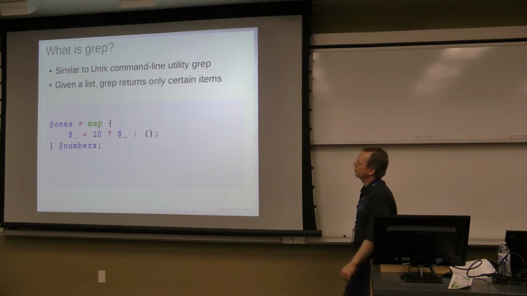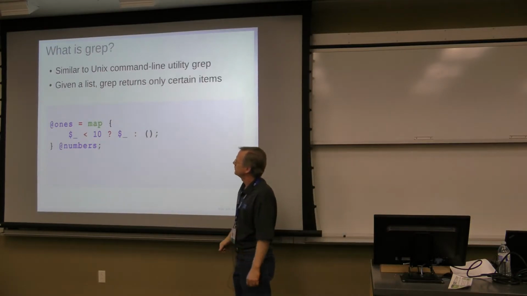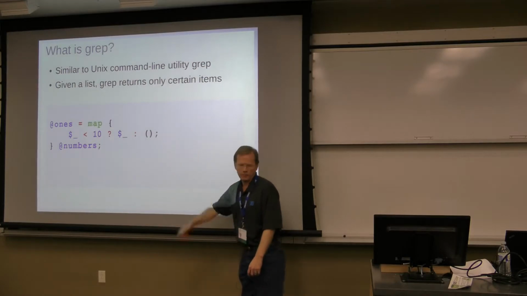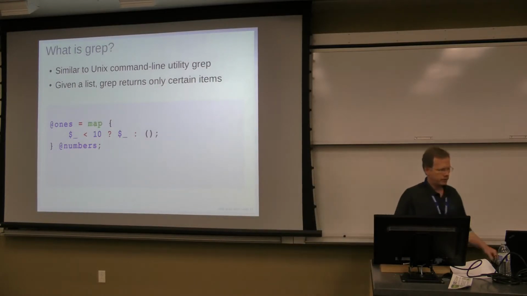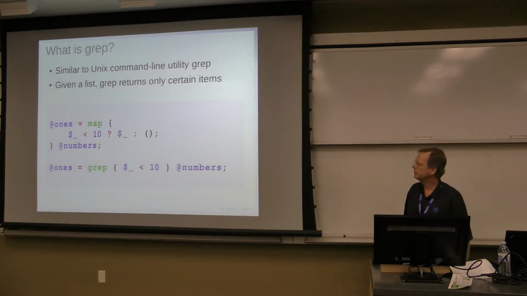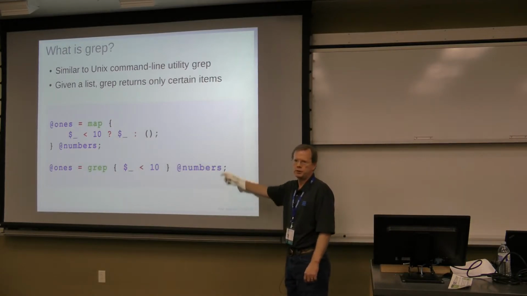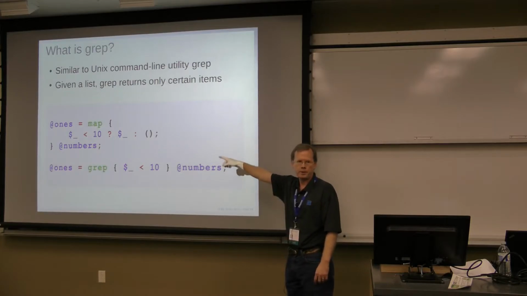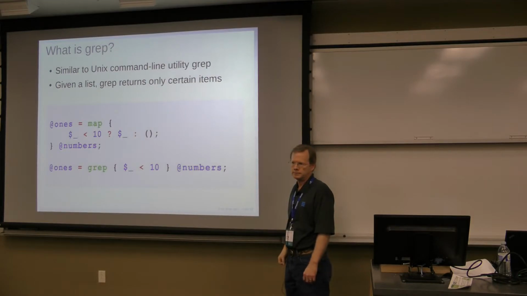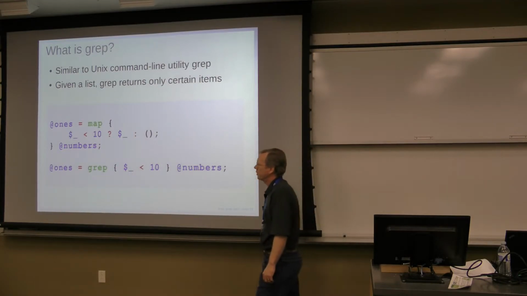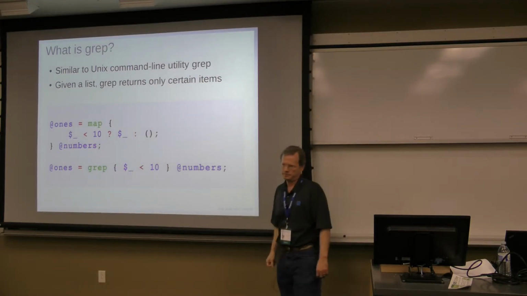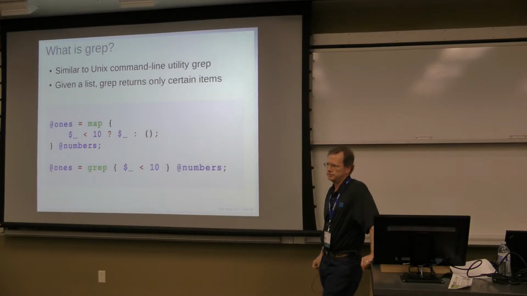And Grep does that sort of thing. So here we have our example of map. Grep does the same exact thing and is a little simpler. These two, the map and the Grep here, are functionally equivalent. So you can essentially simulate a Grep with a map, but it's more concise to use Grep.